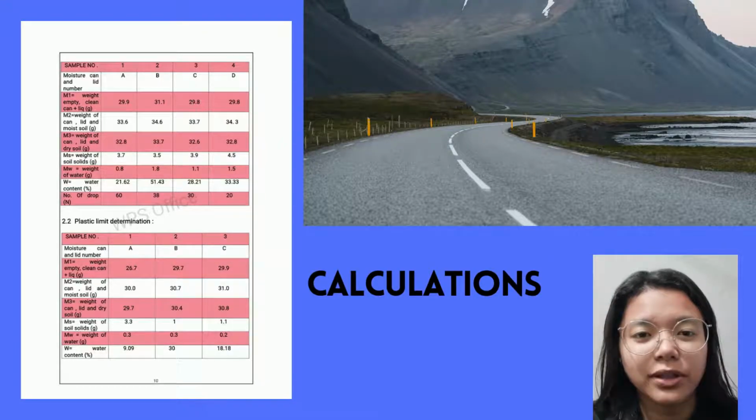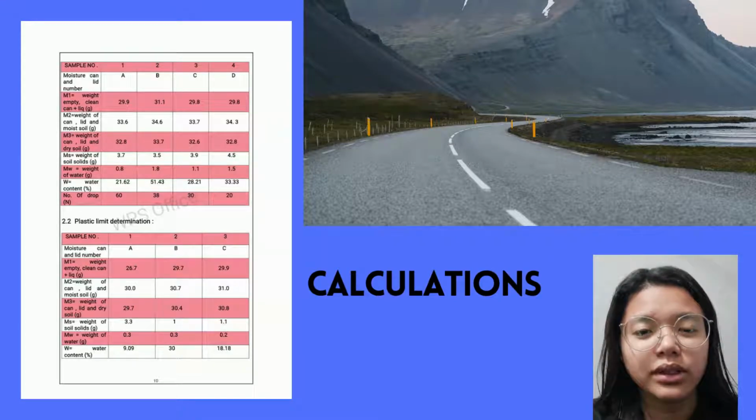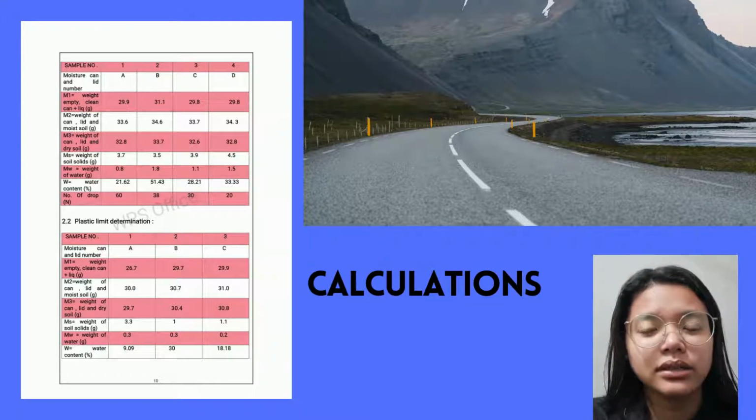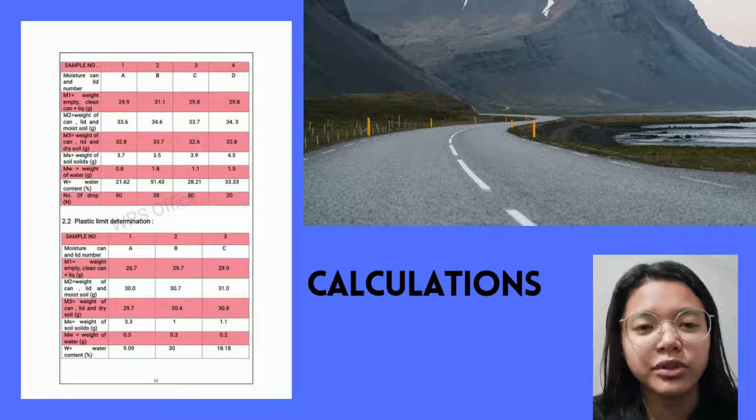This is the calculation we get from the procedure. For the liquid limit calculation, we get 4 samples. For M1, the mass of clean can plus lid, we get 29.9 for sample 1 and 29.5 for sample 4. For the number of drops, we get 60 for sample 1 and 20 for sample 4. That is all from me.